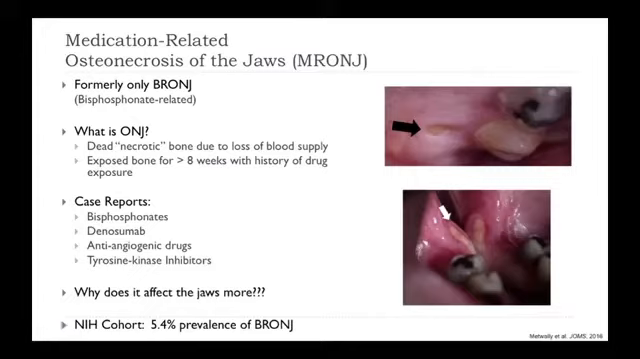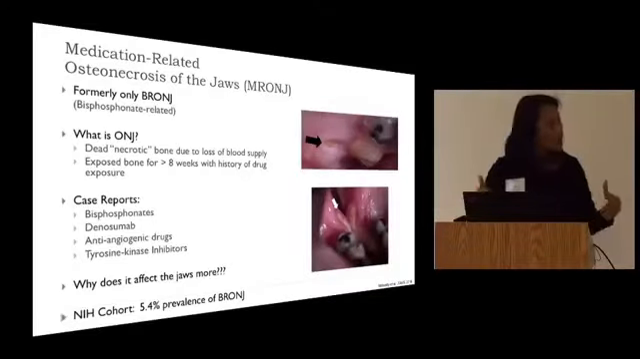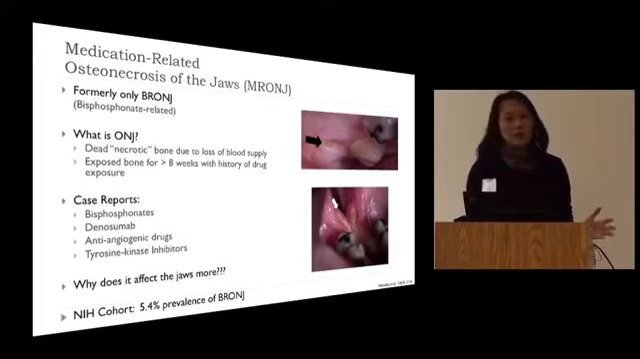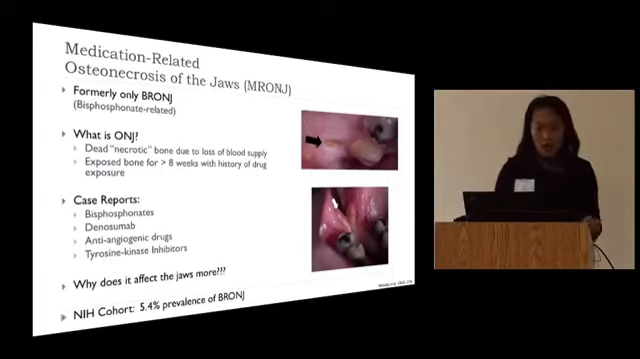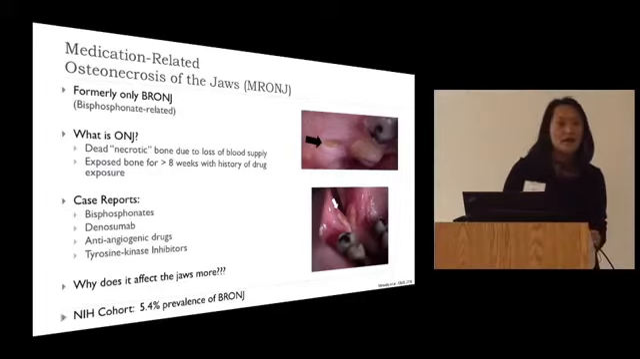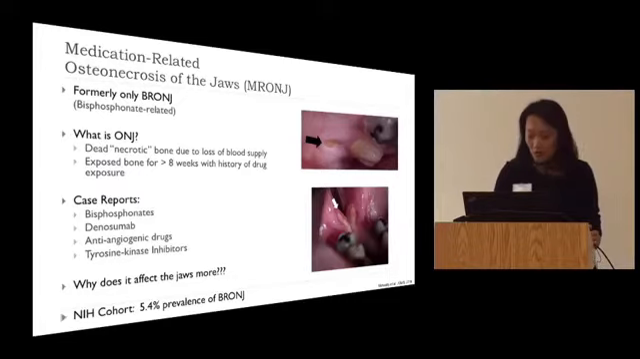Some of the medications that cause osteonecrosis of the jaw include bisphosphonates, denosumab, anti-angiogenic drugs, or tyrosine kinase inhibitors. What's really unusual is why does it affect jaw bones primarily? This is not a condition that we see in orthopedic bone or long bones, and the question still remains unanswered. We do know from a study here at the NIH that about 5% of those on any one of these drugs may have bisphosphonate-induced osteonecrosis of the jaw.